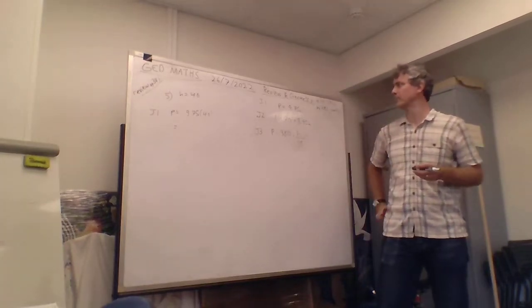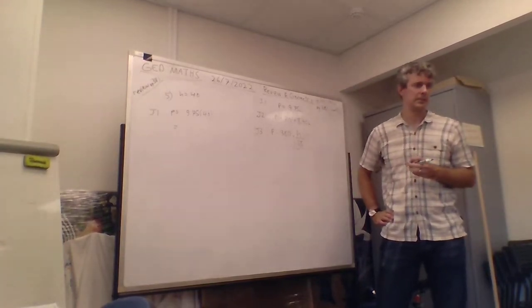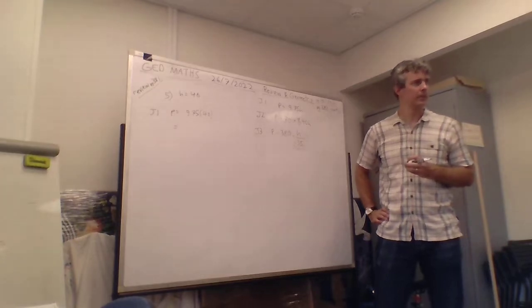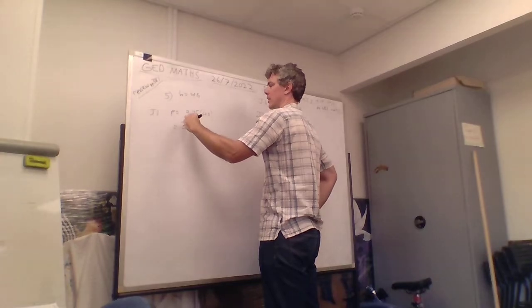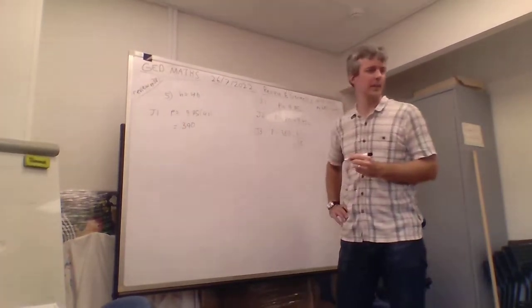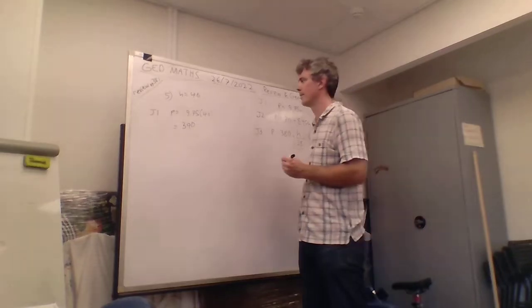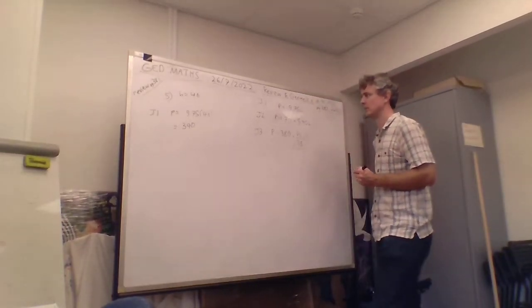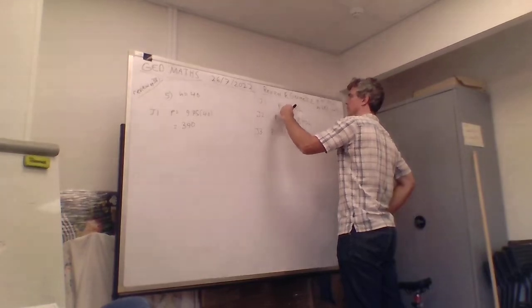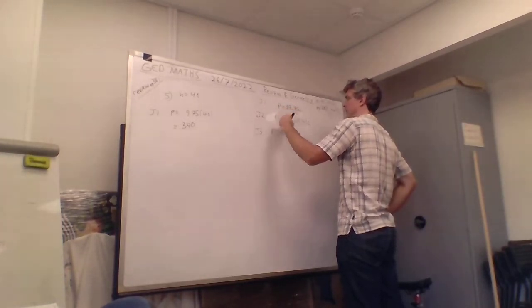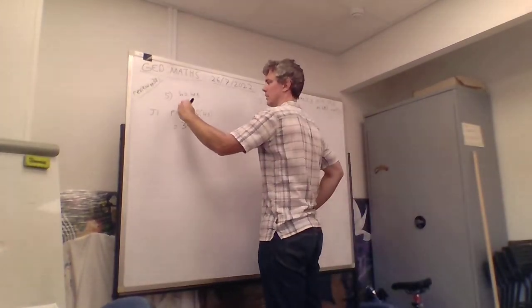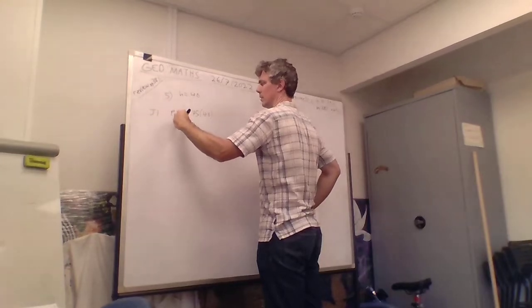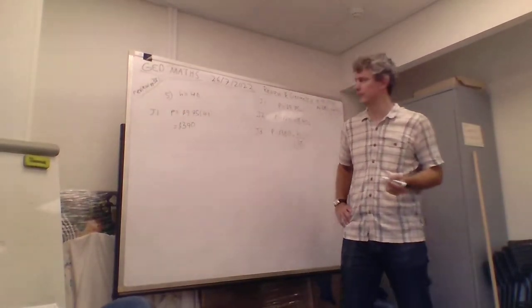Can you do that for me? 9.75 times 40? 390? Do you guys get the same on your calculator? This is all dollars. 9.75. Yeah, 390? Okay.